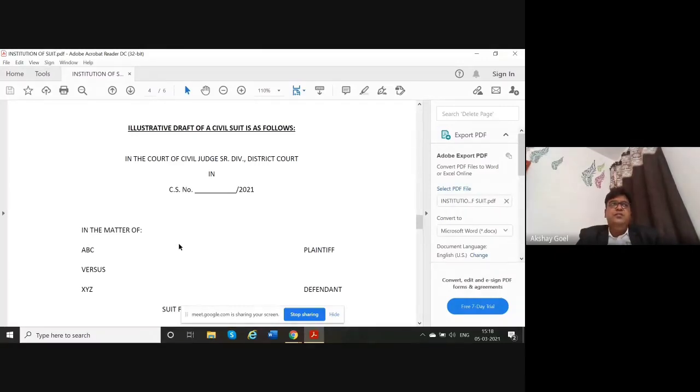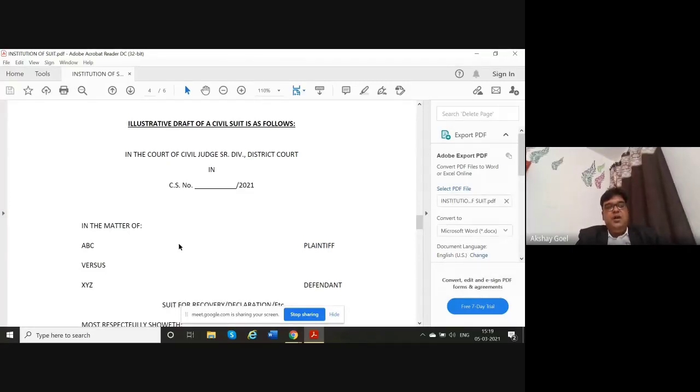So the defendants will be all the legal heirs, and you need to mention that these are the defendants in the name of party. If in case it is missed, you have an option to file an application under Order 1 Rule 10 of CPC for impleadment of defendants as they are necessary and proper parties to a particular civil suit.